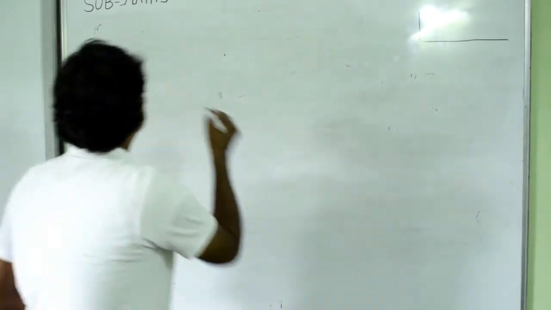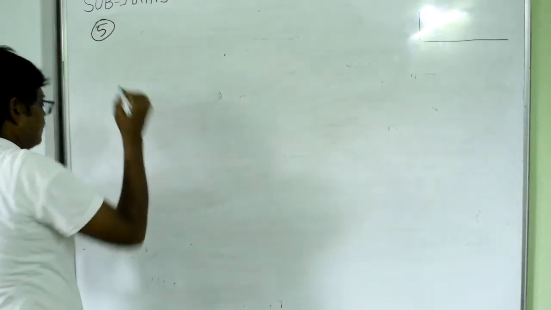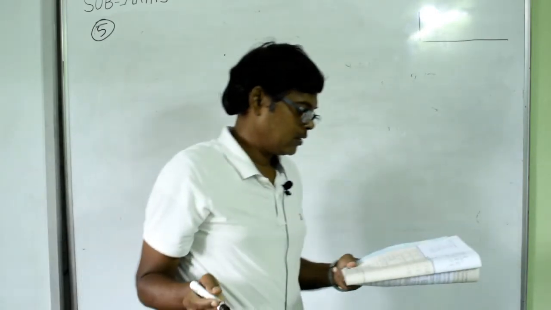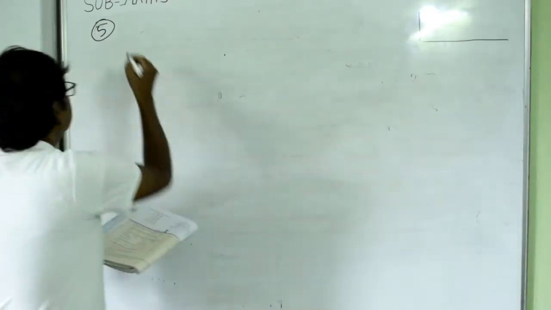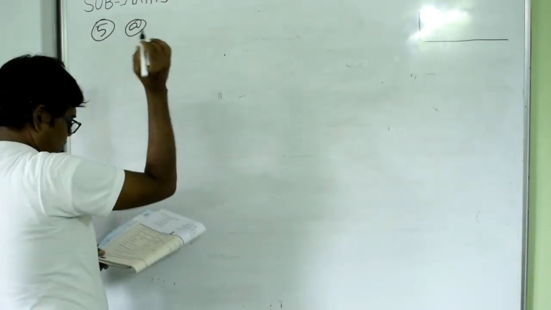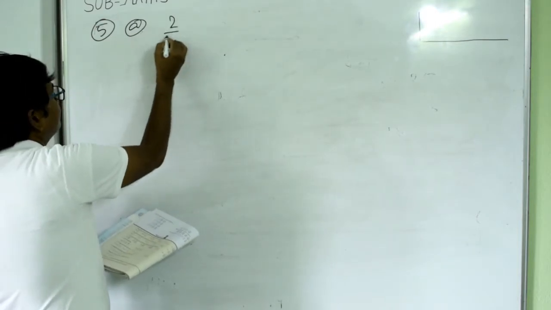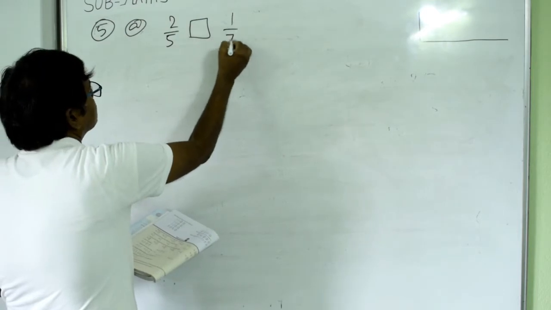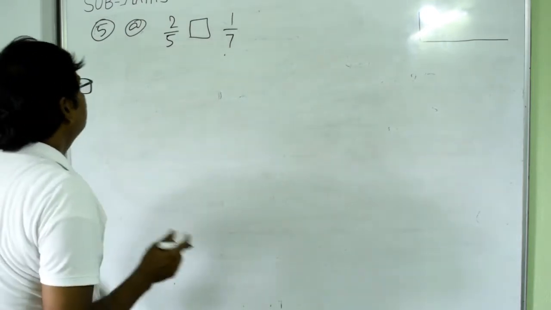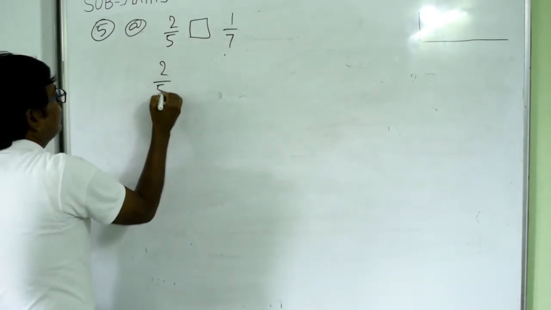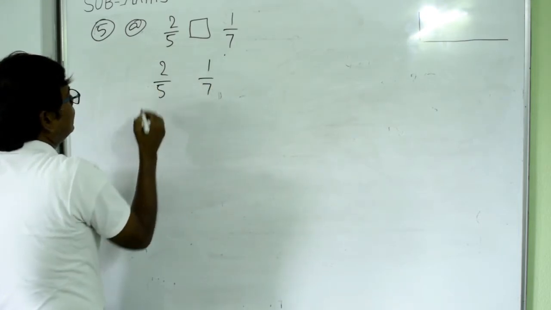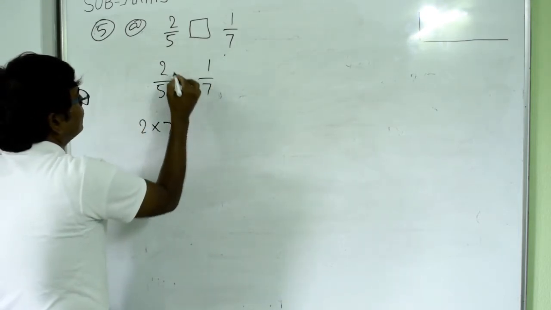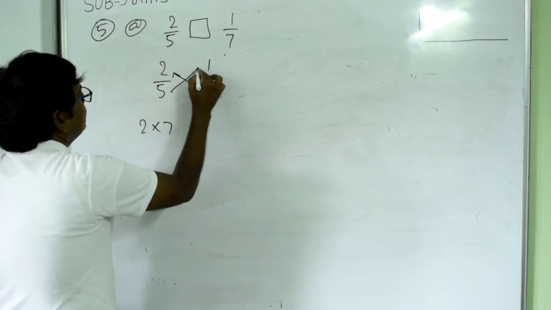Comparison of two fractions. Here you are given the fractions 2 by 5 and 1 by 7. Now write 2 by 5 and 1 by 7. Then see that 2 into 7, that is this into this, and then this into this.